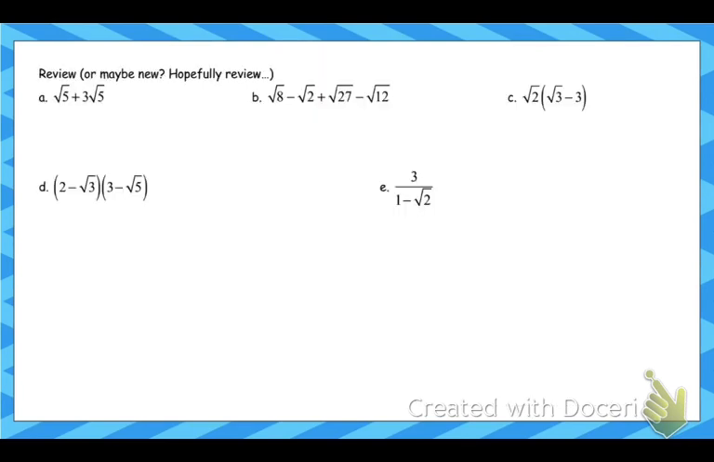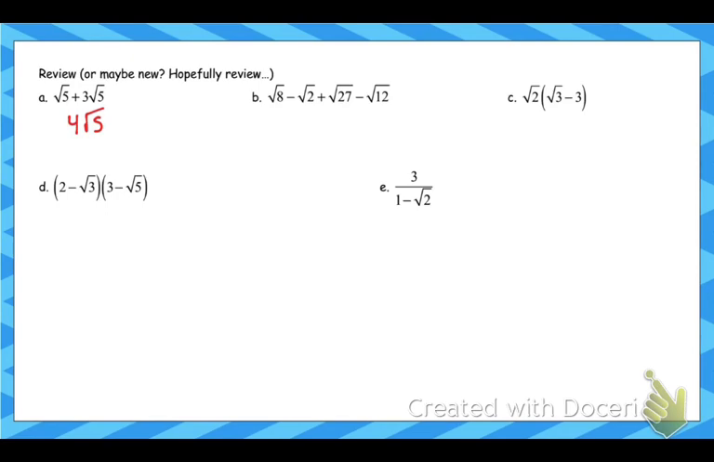So to start, we're going to review some stuff about square roots. So if you remember with square roots, you can add and subtract square roots as long as they have the same number under the radical. So in this case they do, we can add those together and get 4 root 5. If you look at b in its current state, we can't add these together, but we can rewrite these values.